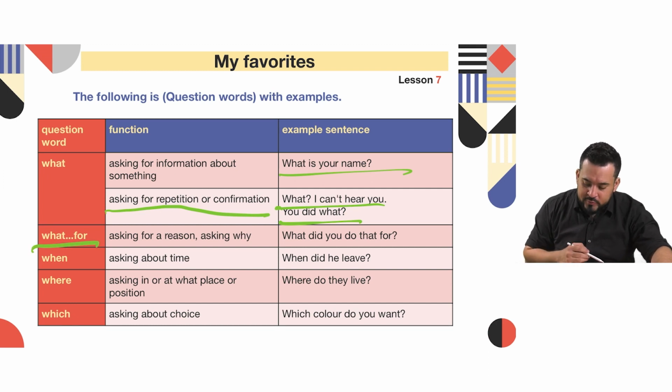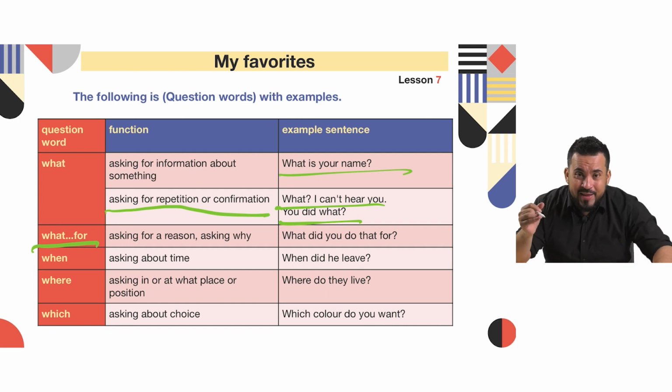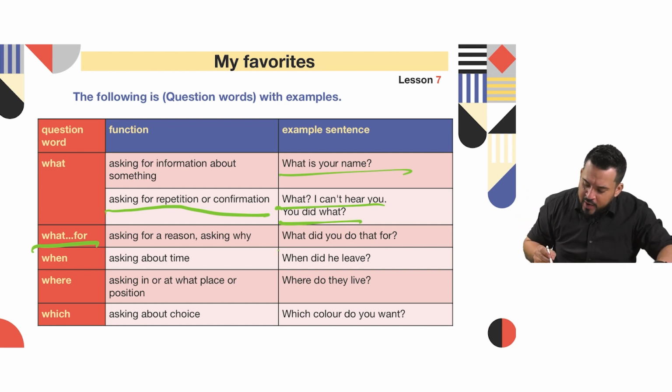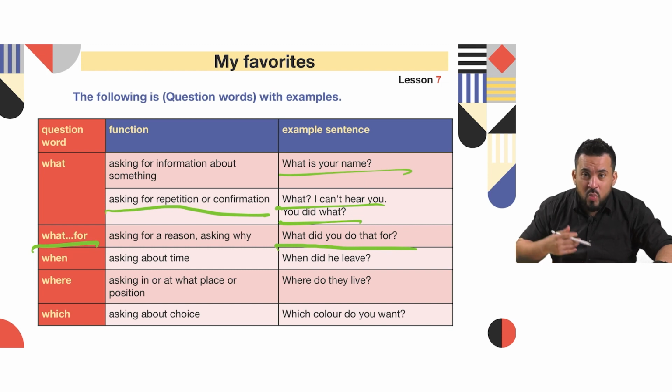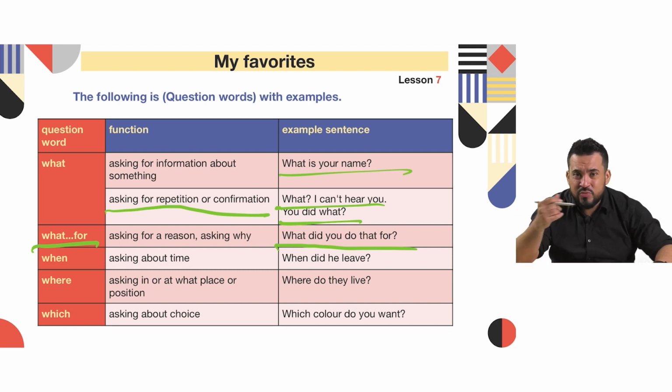What for? What for is asking for a reason. We want to know why you want something. Like, what did you do that for? It means what was the reason you did that? Or, for example, if somebody wants to borrow money from you and you say, what for? It means, why do you want it? What are you going to do with it?